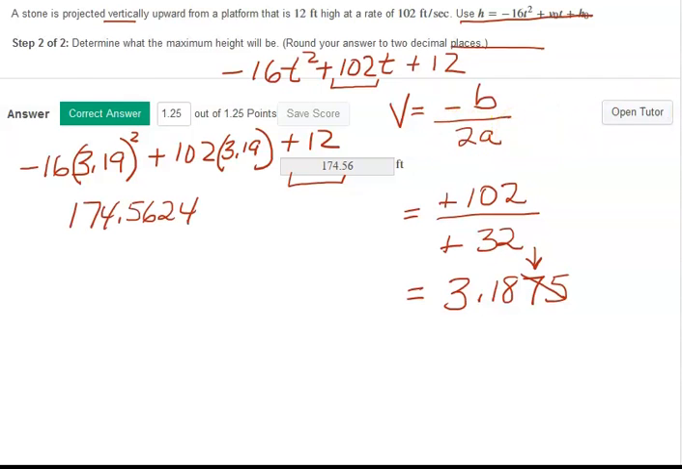So when I do that, I get 174.5624. We're asked to round to 2 decimal places, so I go to my third decimal place. It's a 2, so I'm going to drop it and leave my answer as this, and that is correct.